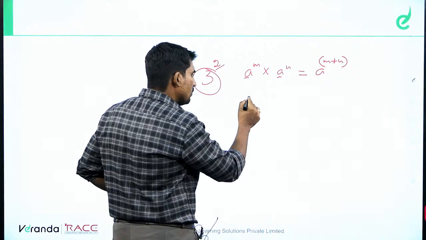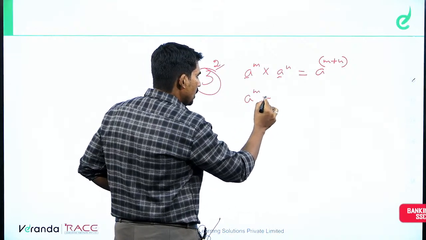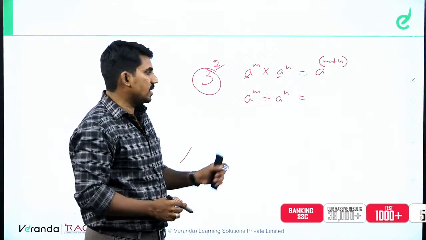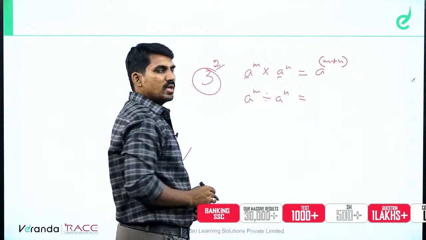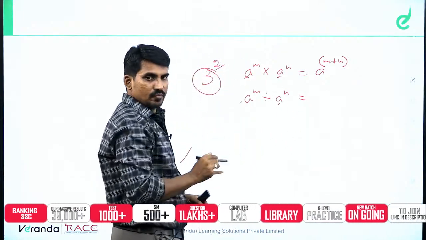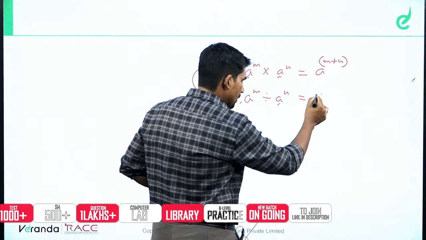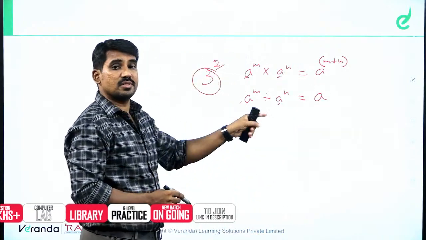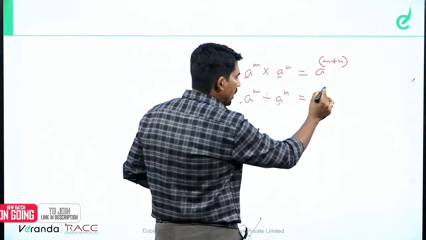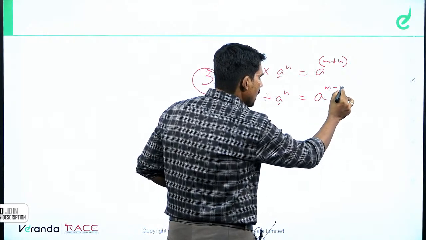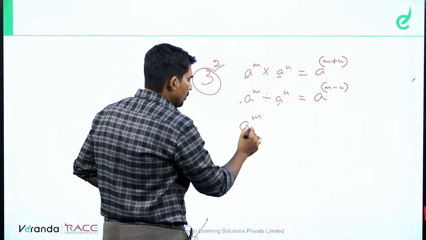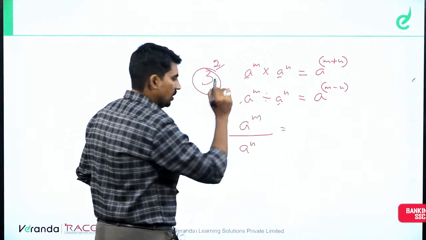Now, it is in division, that is a power m divided by a power n. How can we solve this? It is simple, the base is the same. First thing, the base is same, therefore we can write the base. Then, division means power minus, that is a^m divided by a^n, therefore a to the power of m minus n. That is the meaning.